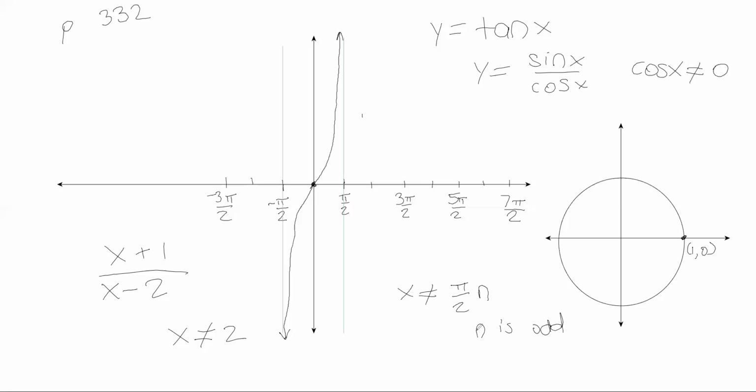And then we can see that the range is going to be all real numbers. In each period, we start at negative infinity. We travel upward to positive infinity. So the range is all real numbers.